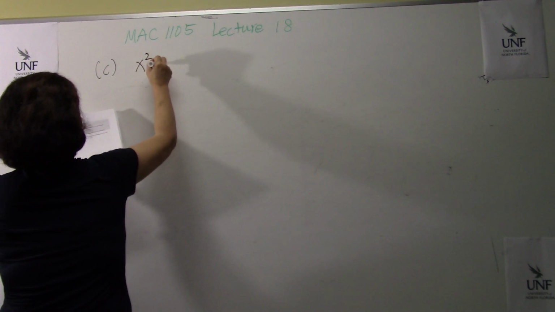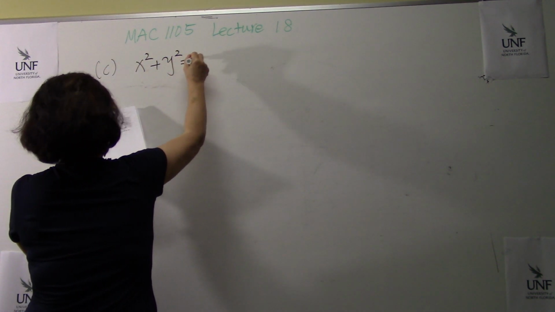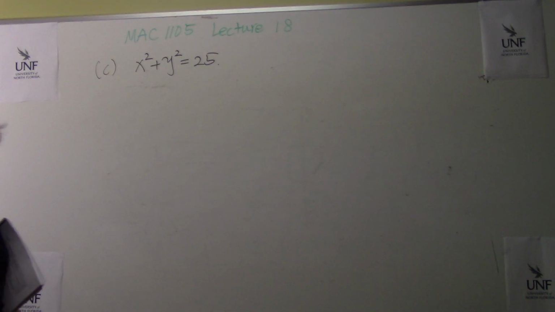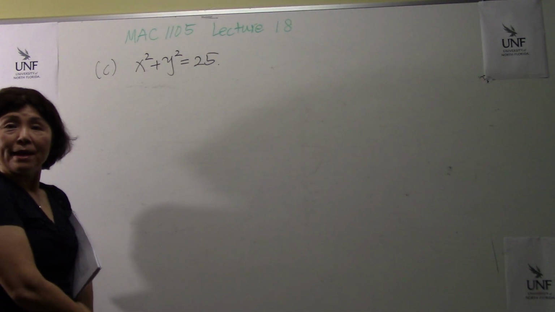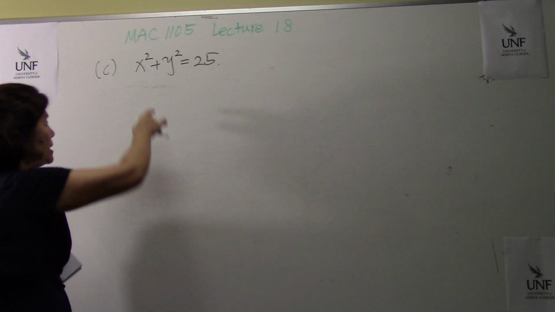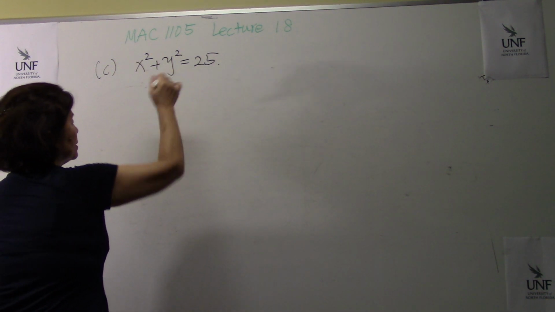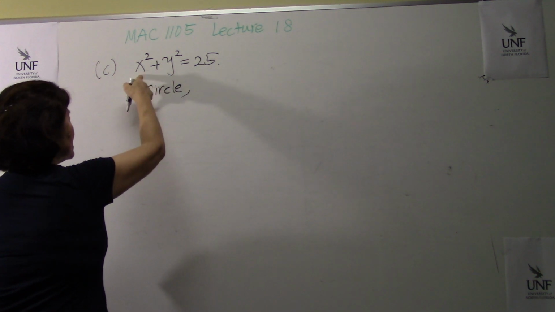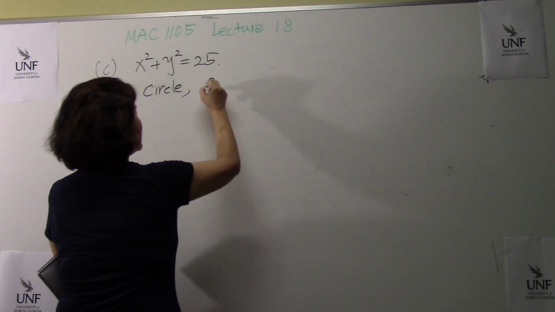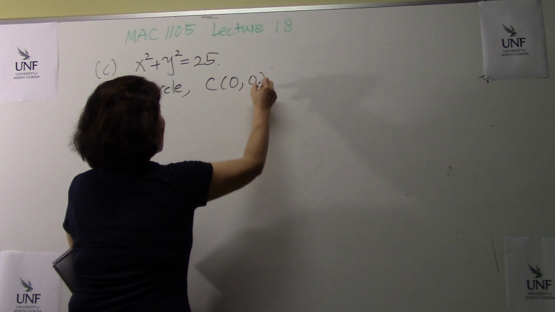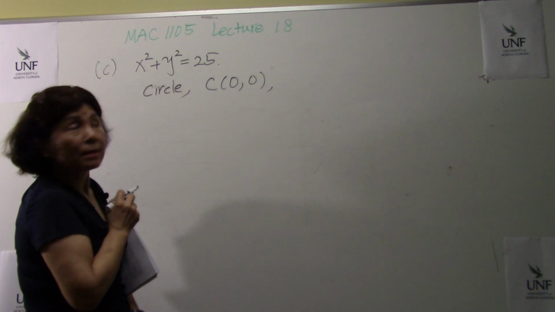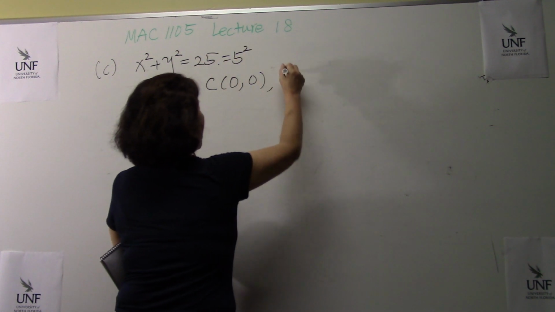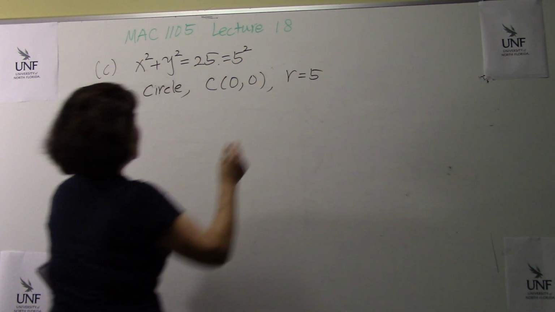x squared plus y squared equals 25. Well, it has been a while, but do you remember this equation? This equation represents a circle. Right? Circle, where is the center? x squared, y squared, so the center is 0, 0. What is the radius? 25 is 5 squared, so r equals 5.